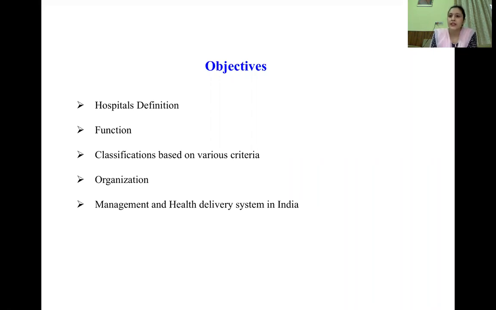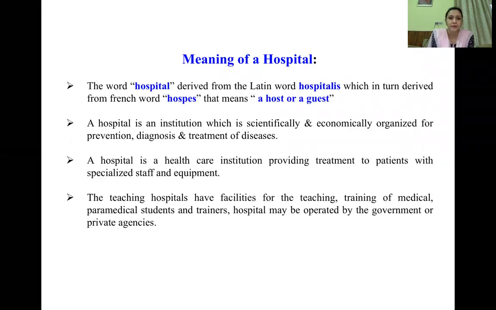The first topic is the definition of hospital. Second one is the functions of hospitals. Third is the classification based on various criteria. We are going to discuss the various criteria on the basis of which we can classify the hospitals. Next one is the organization of hospital, how we should organize the hospital. And next is the management and health delivery system in India. In this video, we are going to discuss up to the classifications based on various criteria.